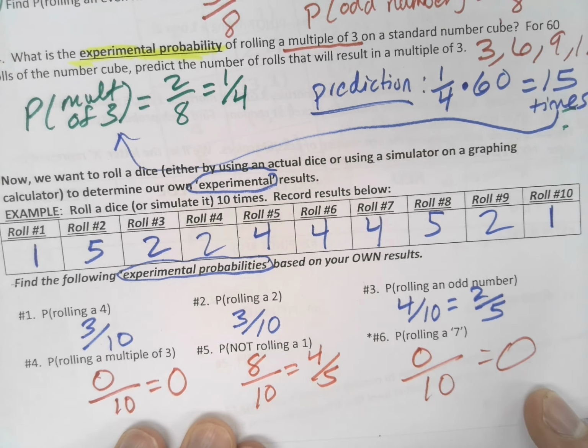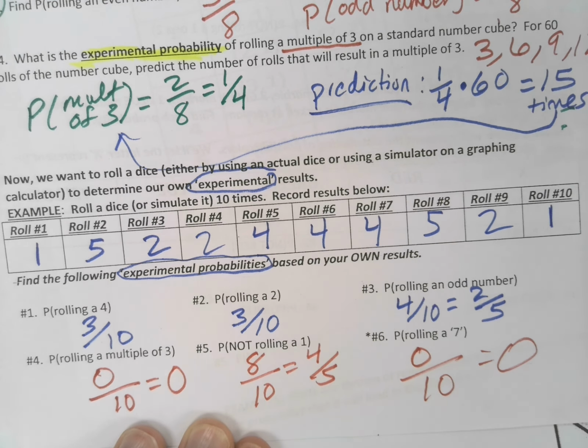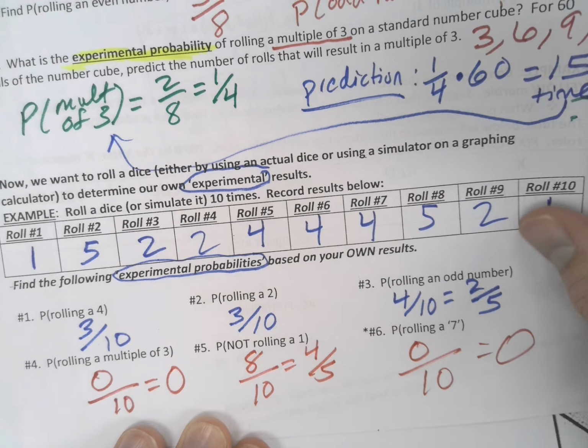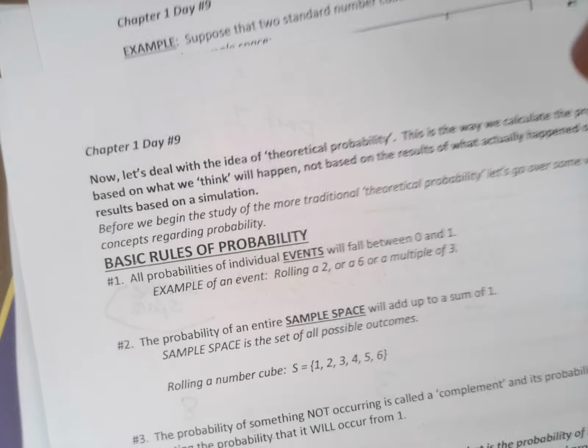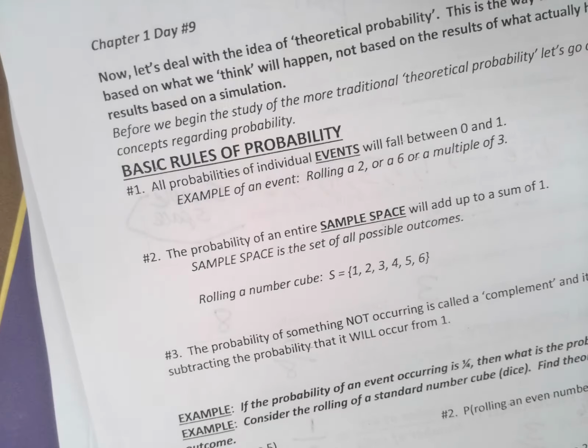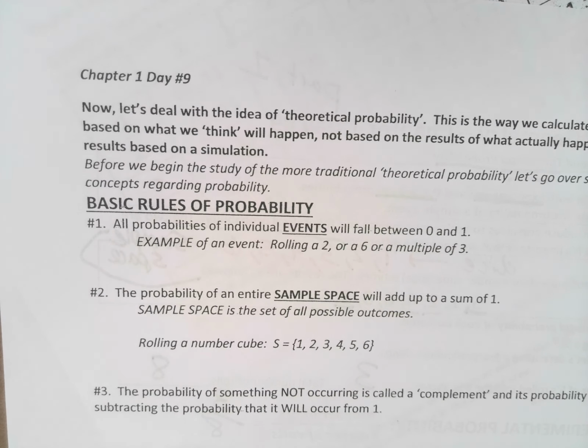So that is experimental probability. That's always a fun one because you get to actually do experiments. Hopefully you got some more even results than mine. And here's where we're going to end today, guys. We're going to end by mentioning the other kind of probability. We've got theoretical probability.